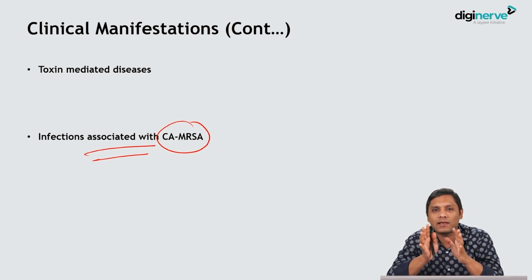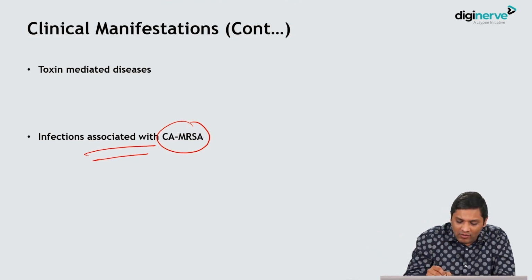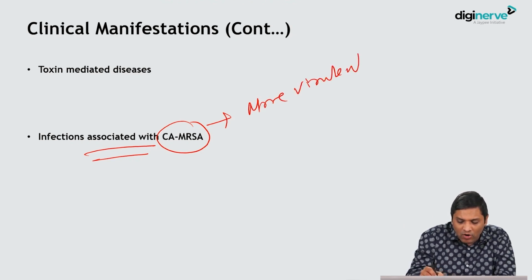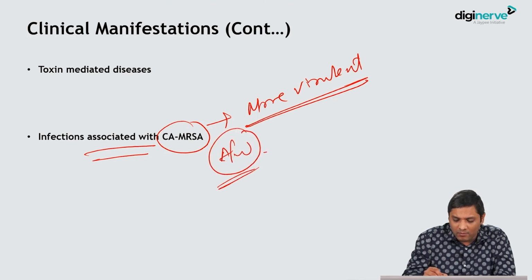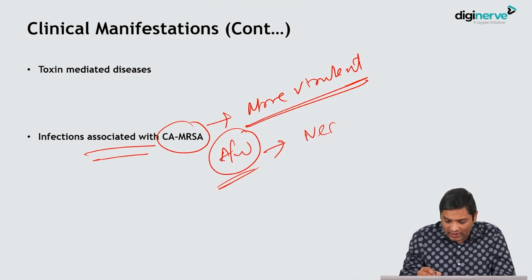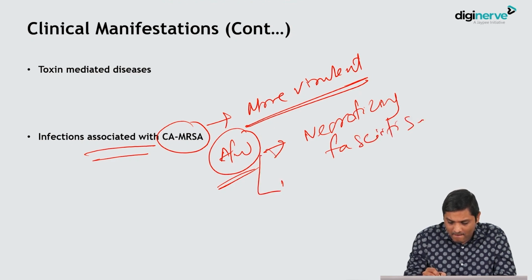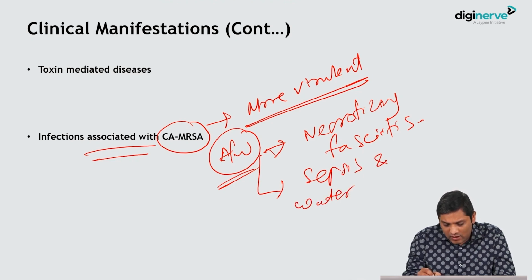MRSA strains are of two types, hospital acquired and community acquired. The community acquired MRSA strains are more virulent. They are associated with various widespread infections such as necrotizing fasciitis, sepsis with Waterhouse-Friderichsen syndrome.